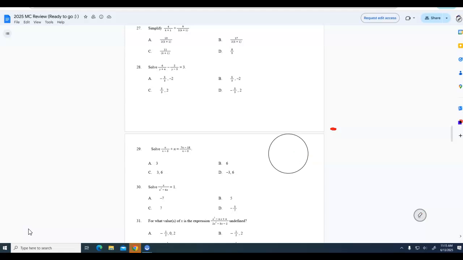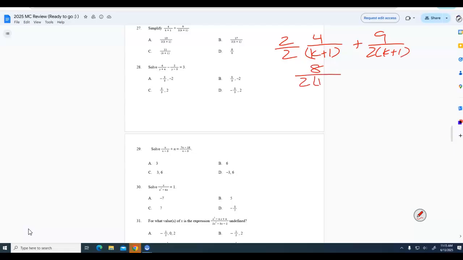So on this one here, the common denominator means I need to multiply the first fraction by 2 over 2. And that's 4 over 2 to the k plus 1, plus 9 over 2 to the k plus 1. So it's 8 over 2 to the k plus 1, plus 9 over 2 to the k plus 1. And once I get to that common denominator, we just combine numerators, and we keep the denominator. So that ends up being B.